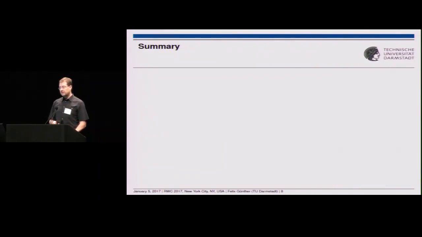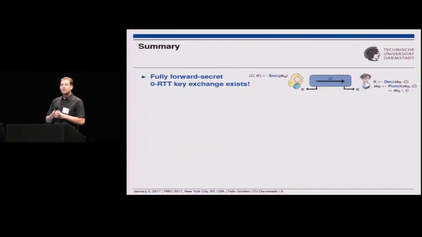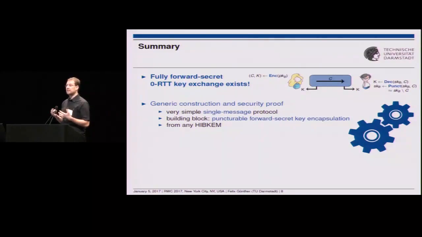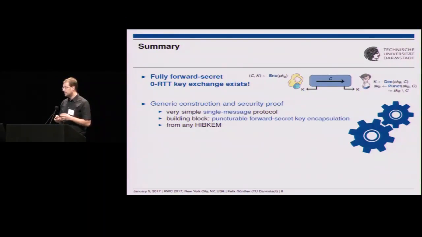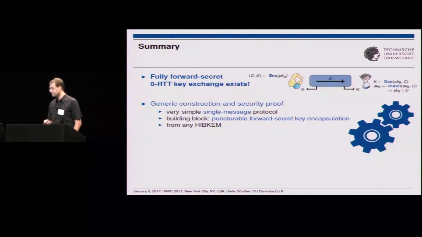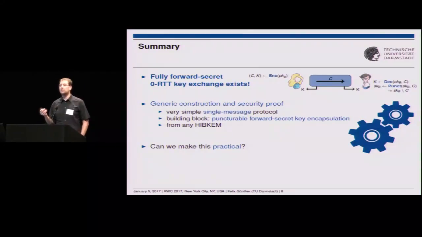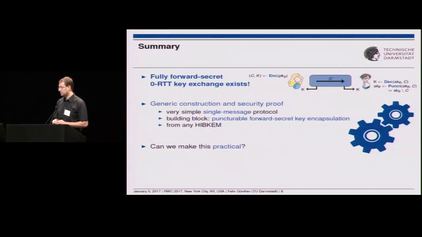Okay, so to summarize, first of all, fully forward secret zero-round-trip time key exchange exists. We show this by providing a simple protocol which is provably secure, and where the core building block, puncturable forward secret key encapsulation, can be built from any hierarchical identity-based KEM scheme. The big open question is how to make this practical, both through optimized schemes and optimized implementations of the schemes.